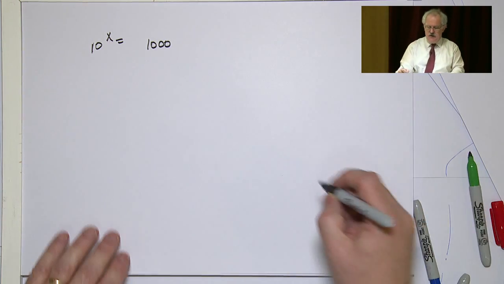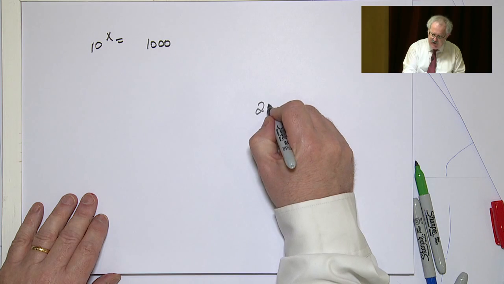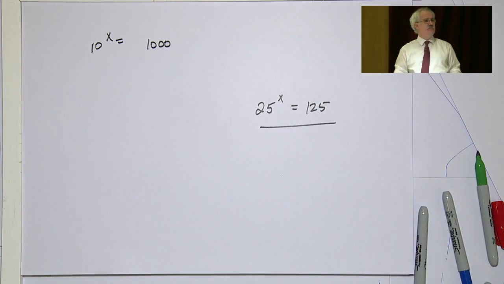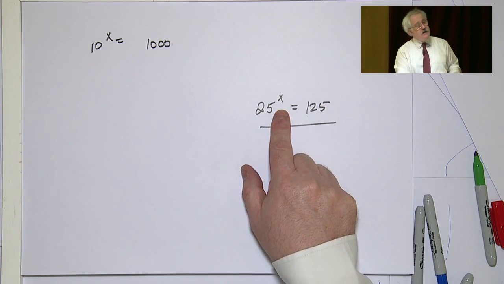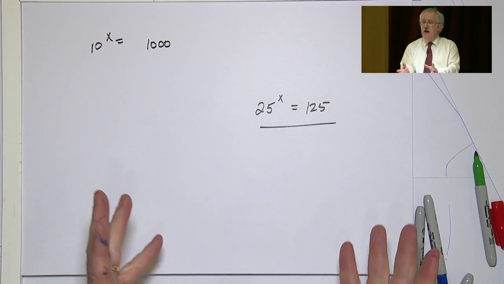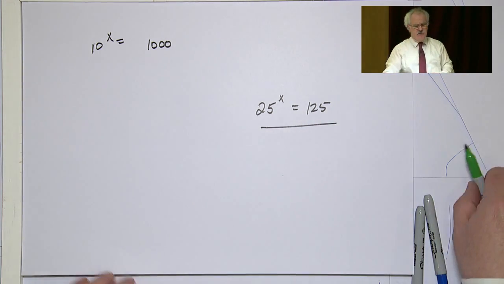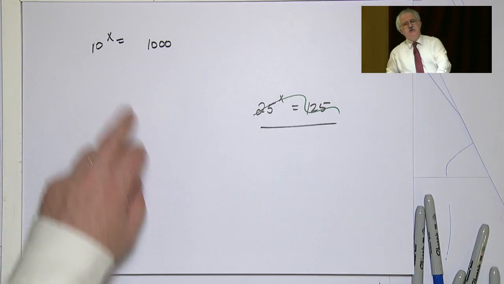You might say something like 25 to the power of x is 125. What's x? It's not 1, and it's not 2. Is it 1.5? How would I find it? I don't know. Very tricky. You can't do it off the top of your head. But you can do it this way.